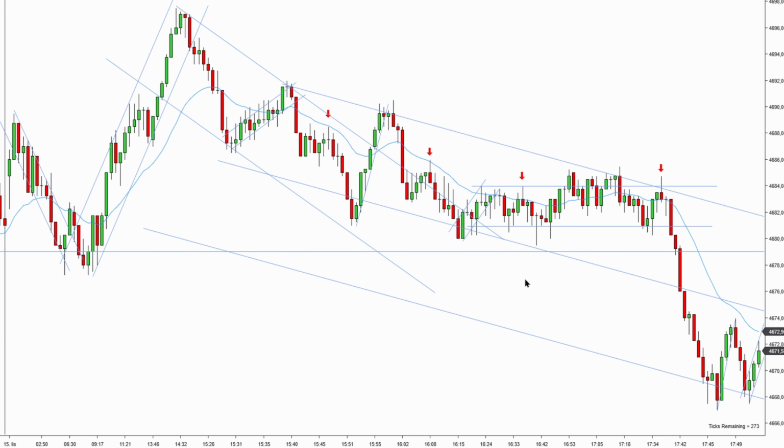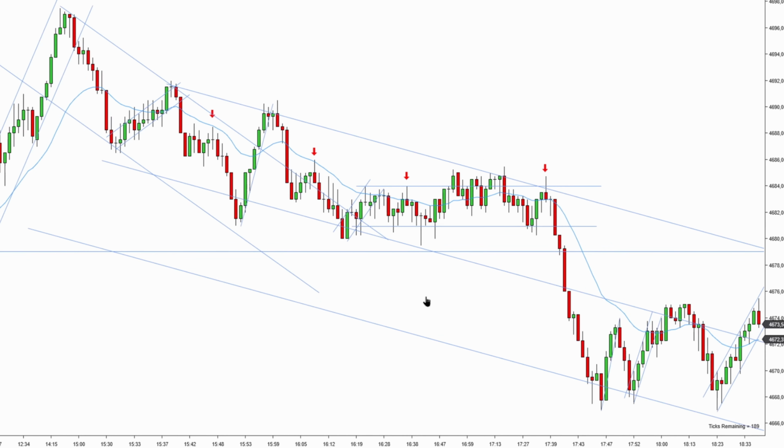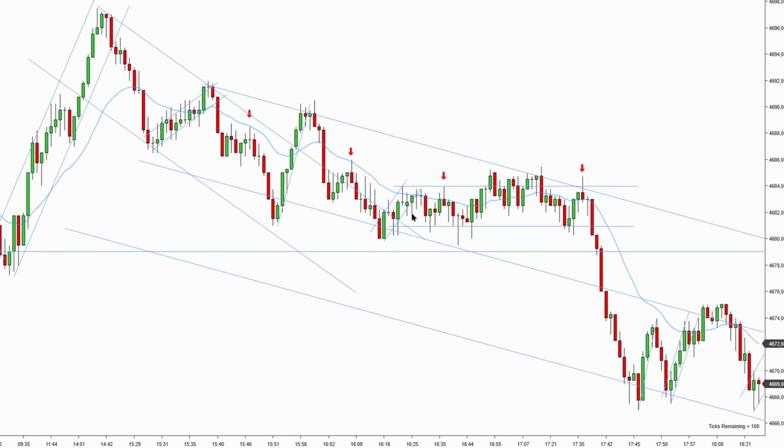But what is a consolidation? Consolidation looks very similar to congestion, and we have an example of a consolidation structure right here. There are a lot of bars going sideways, but they are not stacked next to each other. They are not overlapping, and you guys can see that there's room between the bars. So you can see there's room right here, right here, right here, and right here.